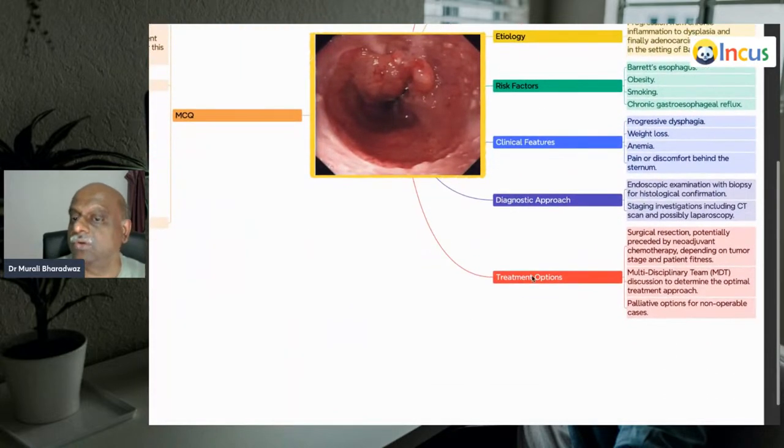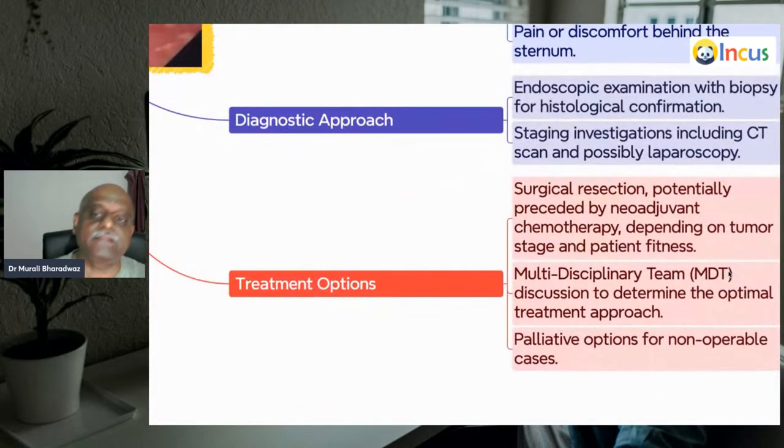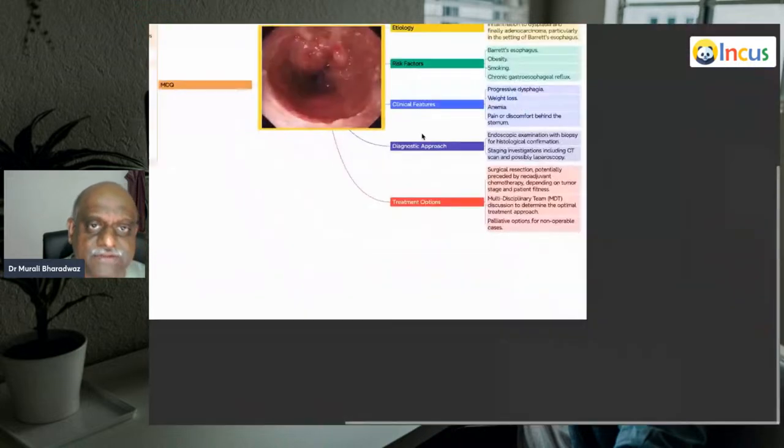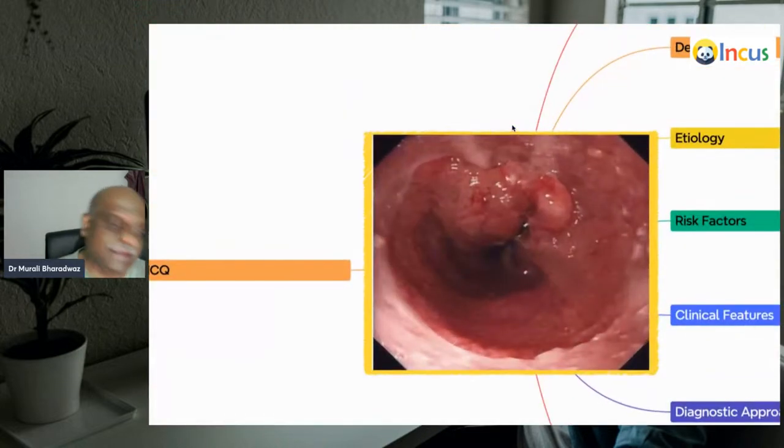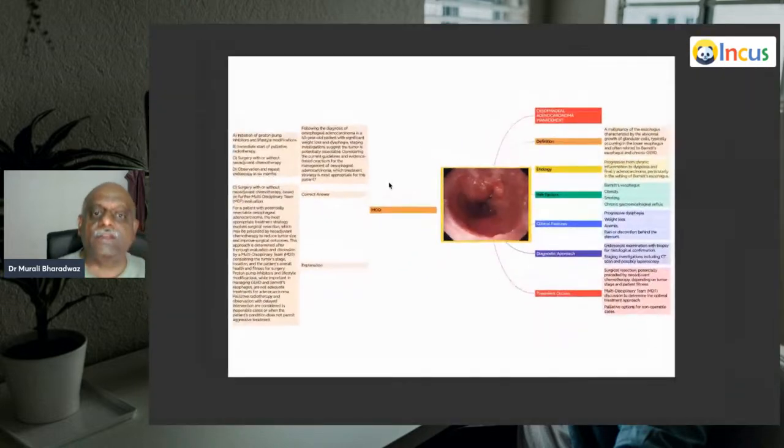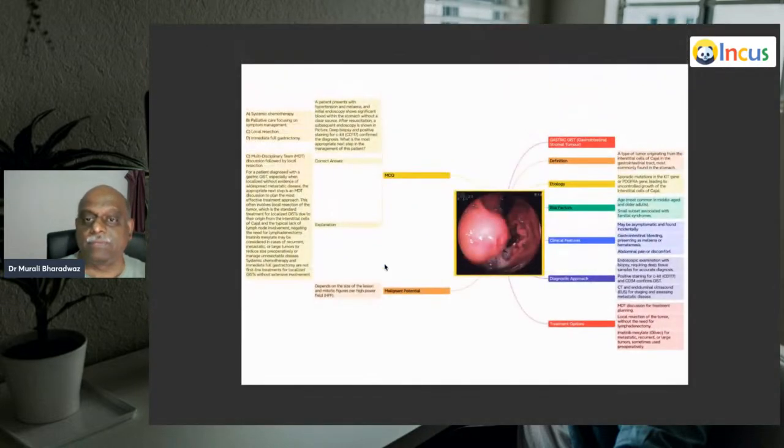So you should know what are the treatment options. Surgical resection, potentially preceded by neoadjuvant chemotherapy, depending upon the tumor stage and the patient fitness, is considered the management in case of esophageal adenocarcinoma, is what you need to remember.